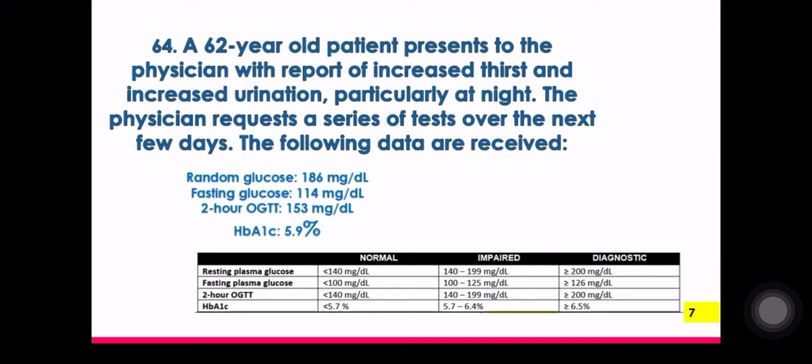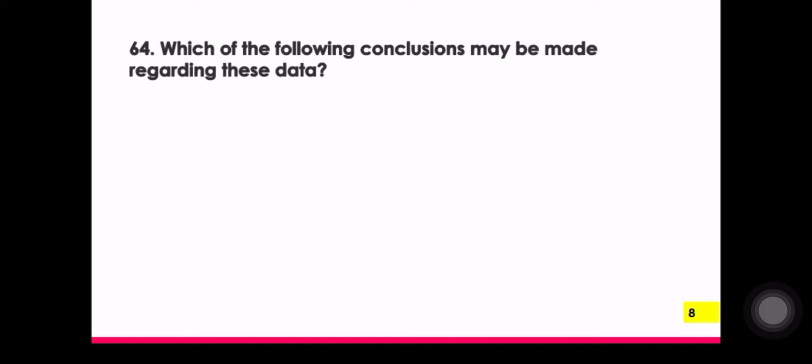The normal value for random plasma glucose is less than 140 mg per dL. Fasting plasma glucose is less than 100 mg per dL, 2-hour OGTT is less than 140 mg per dL, and normal glycosylated hemoglobin is less than 5.7%. So the question: which of the following conclusions may be made regarding these data?